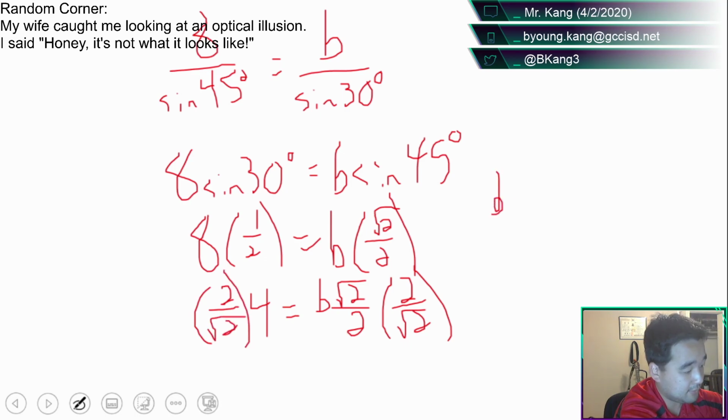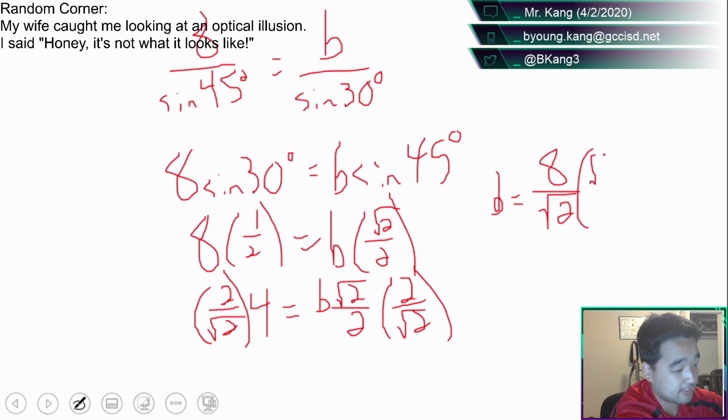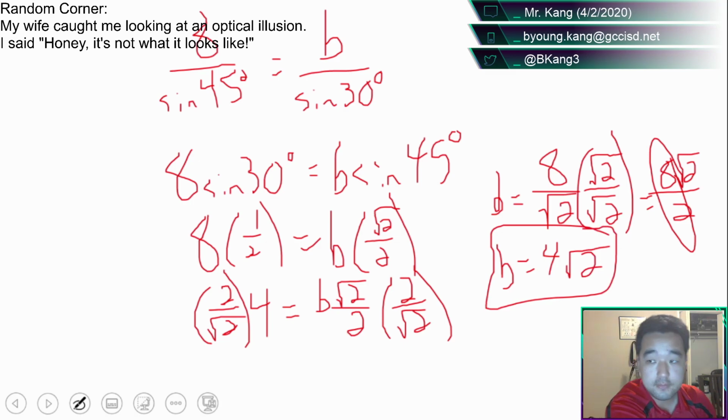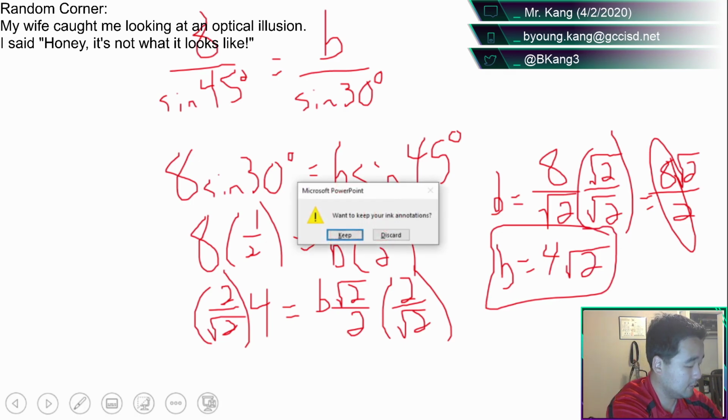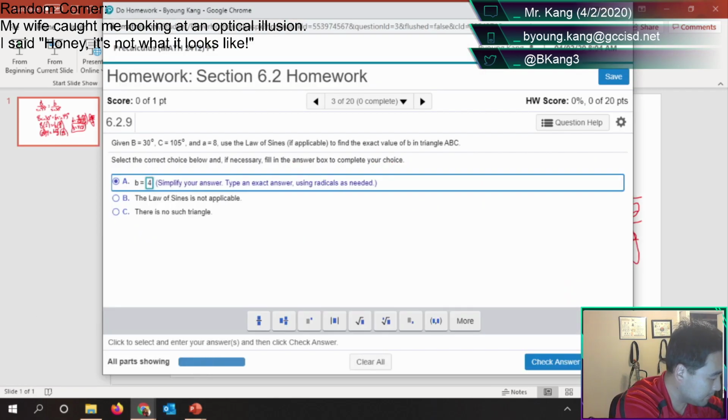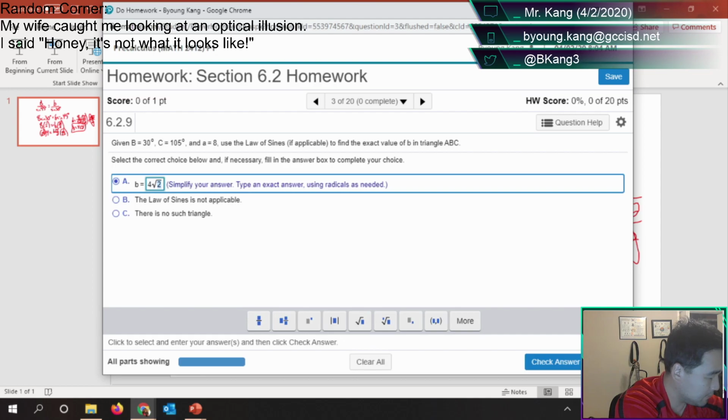So you get that B is equal to 8 divided by square root of 2. But you can't leave a square root on the bottom of your answer, right? So you rationalize this. And you get 8 square root of 2 over 2. And that part reduces to 4. So B is 4 square root of 2. So here they actually do want the radical answer.